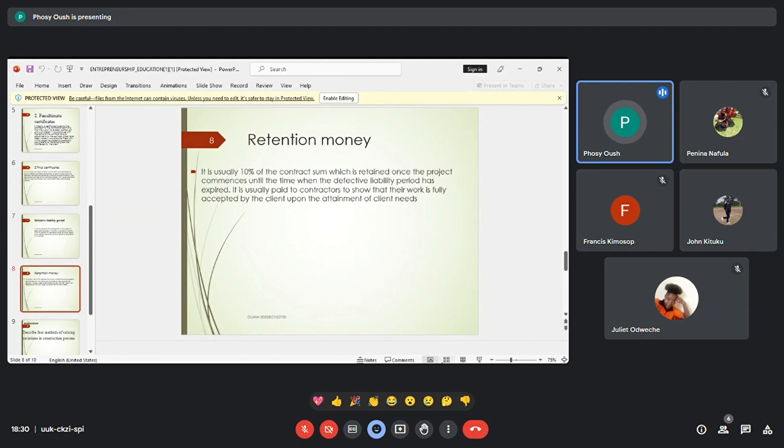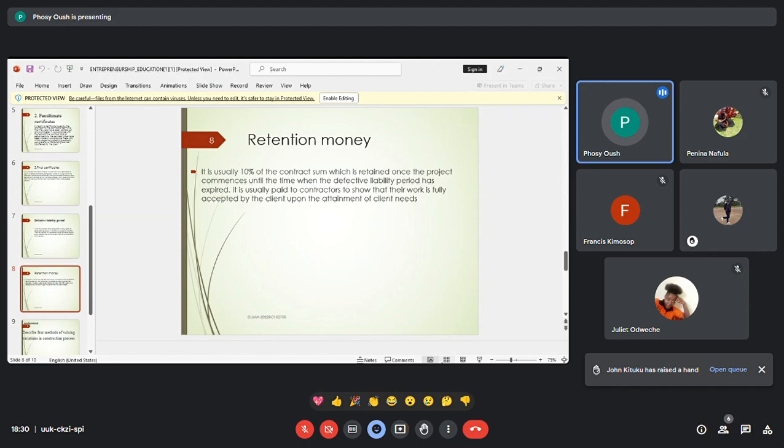So this money, it is an agreement that is made between the client and the contractor. And once this defective liability period has expired, then the contractor will be given this amount. So before I end the session, I would like someone to remind us on what we have talked about in our today's session. Who can remind us?